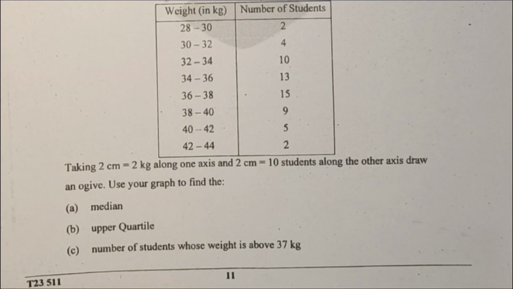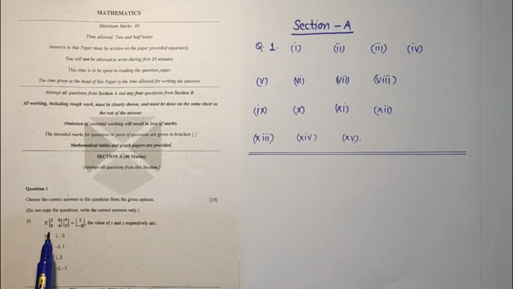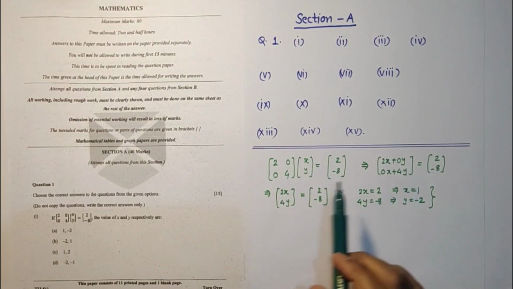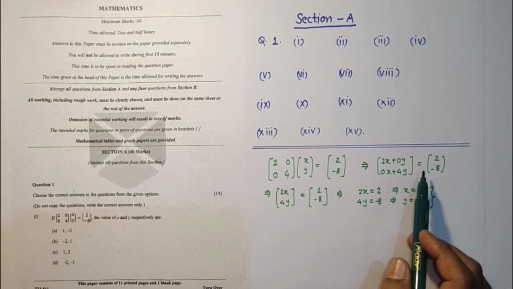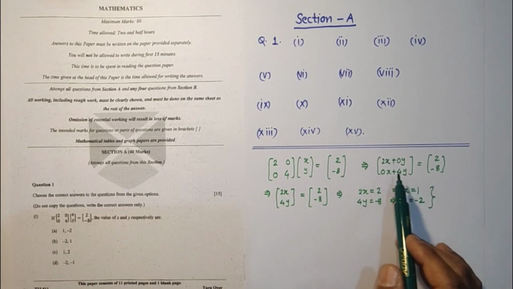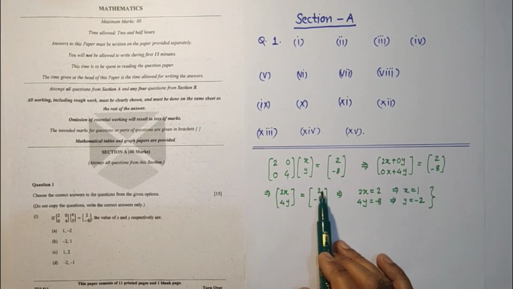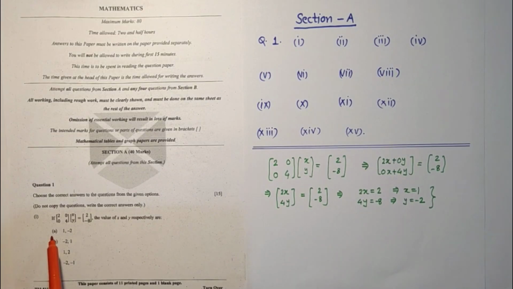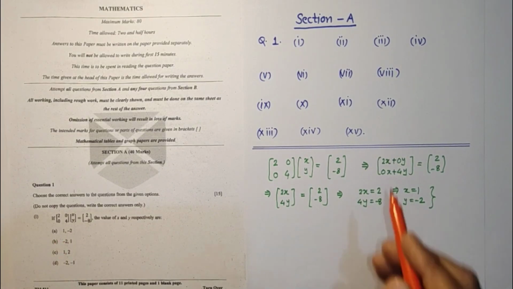11 pages total. In this first question, we are given the product of 2 matrices and that is equal to this. We have to find the value of x and y. So just multiply this row to this column. So 2x plus 0y means 2x, and 0x plus 4y, that is equal to 2 minus 8. By equality of matrices, 2x is 2 and 4y is minus 8, so x is 1 and y is minus 2. Option A, 1 comma minus 2 is correct, so A.